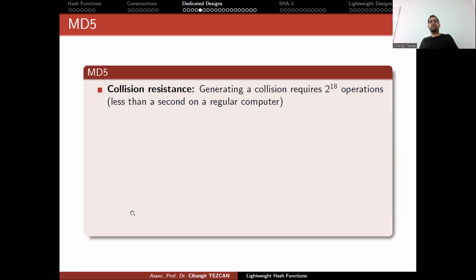The problem with MD5 is that collision resistance is not provided because generating a collision requires 2 to the 18 operations. This is very fast. You can do it in less than a second on a very old laptop.